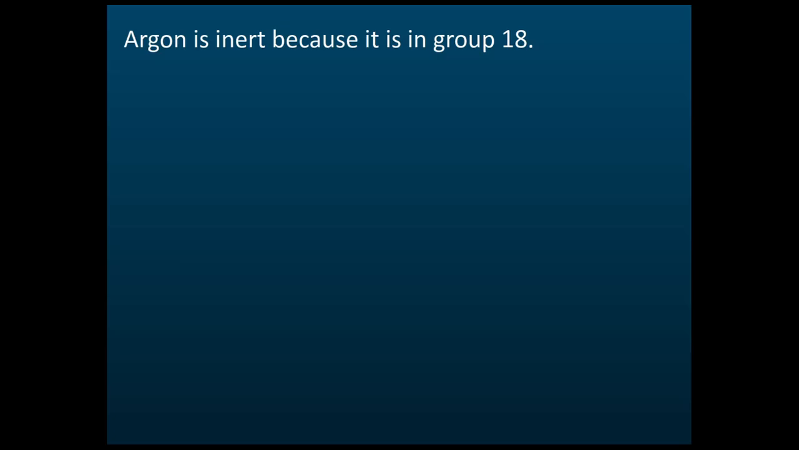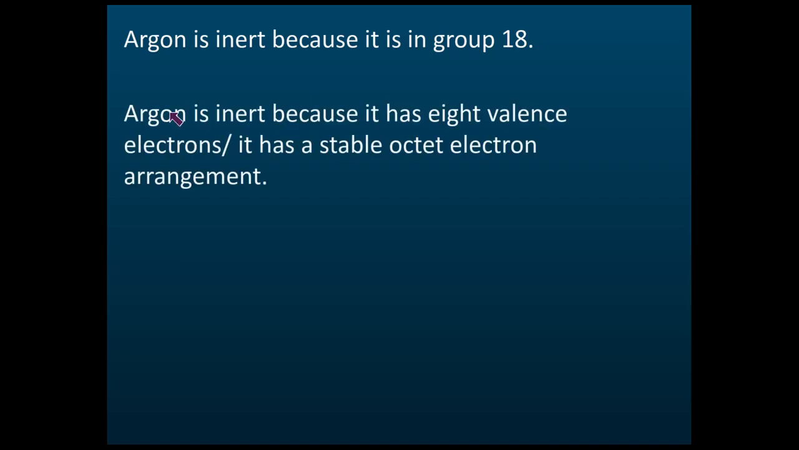So why are neon, argon, helium, krypton inert? Octet, yes. You must say that because they achieve octet electron arrangements. So it's inert because it has 8 valence electrons, or it has stable octet electron arrangement. Again, you see here, I do not use the words fully filled or achieve maximum number of electrons in the outermost shell. Try to avoid that, okay? Use 8 valence electrons or octet electron arrangement.